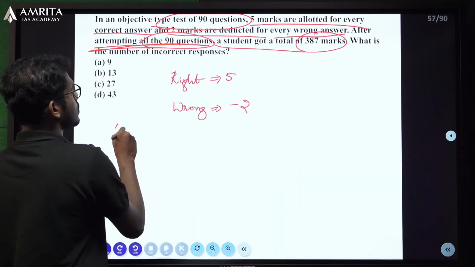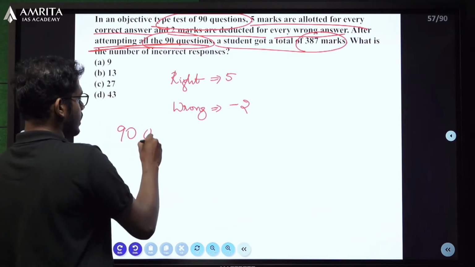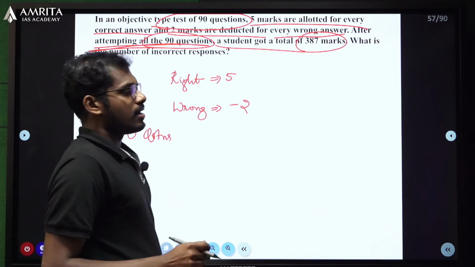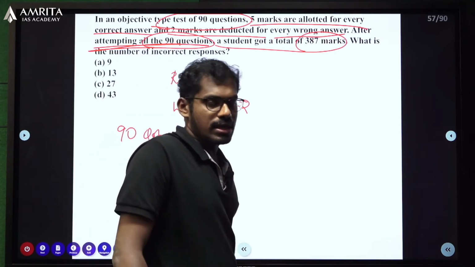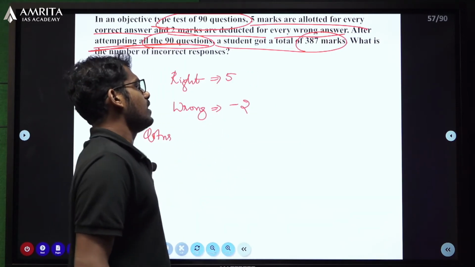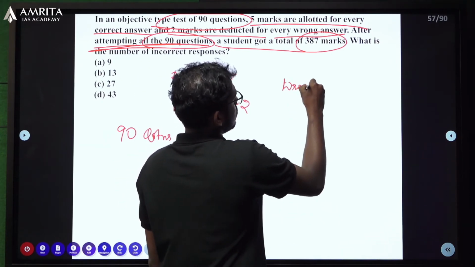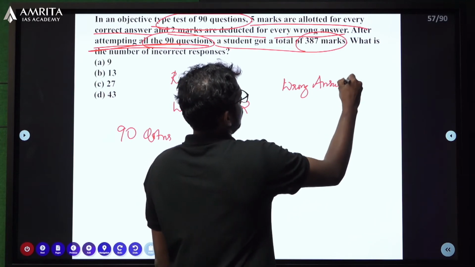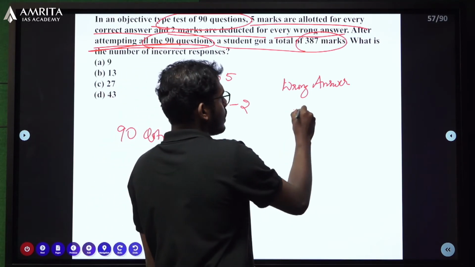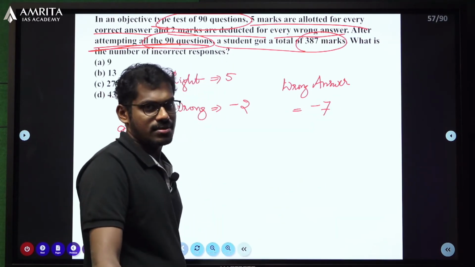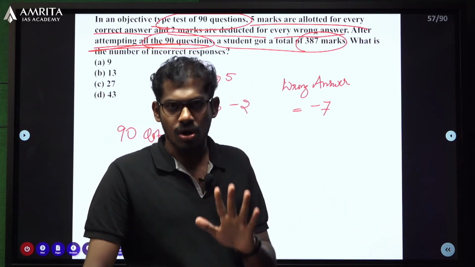So total there are 90 questions. The student attempted all the 90 questions, but she got only 387 marks. Fine. What if an answer goes wrong? It will cost minus 7 marks. Clear? Because the student attempted all the 90 questions.